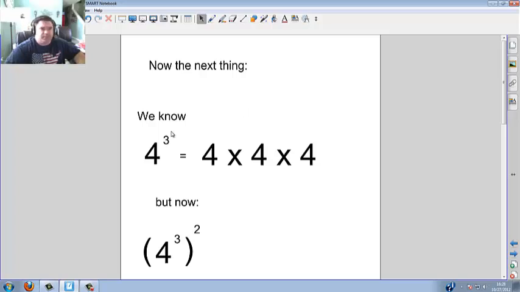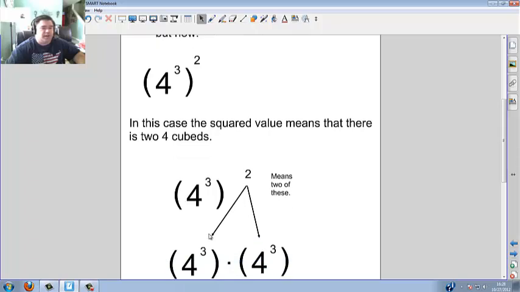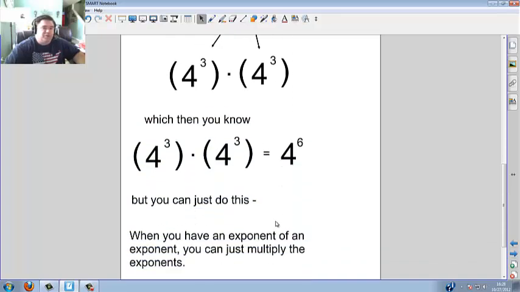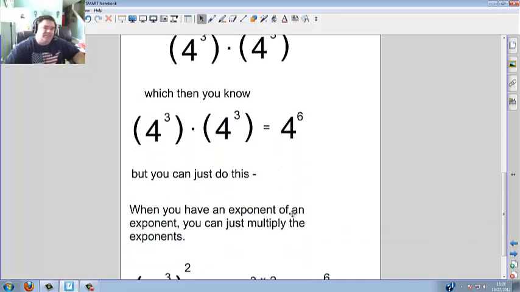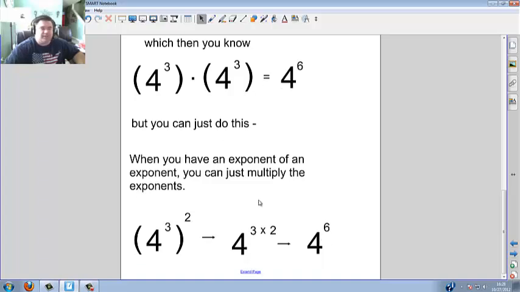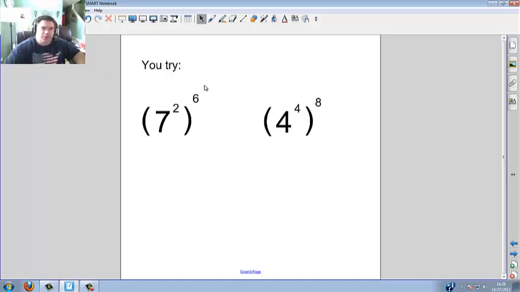Now the next thing. We know 4 to the third power is 4 times 4 times 4. Well, that's no big shocker. But now 4 to the third power squared means 4 to the third times 4 to the third. Well, all you've got to do really is just add the 2 3's and make 6. But you can just do this. When you have an exponent of an exponent, you can just multiply the exponents. So 4 cubed squared just means 3 times 2 is 6. So just take 3 times 2 and make the 6. It's so easy. You try.